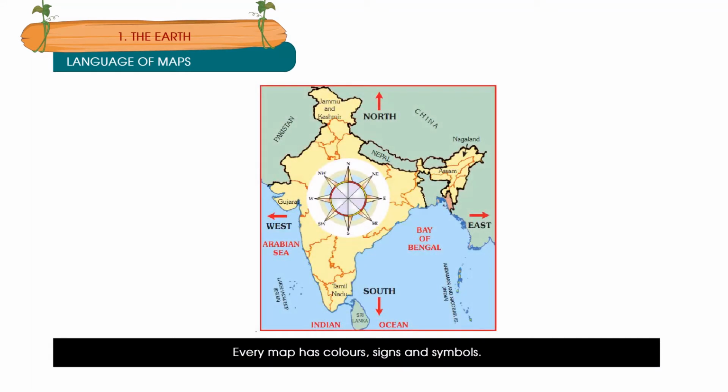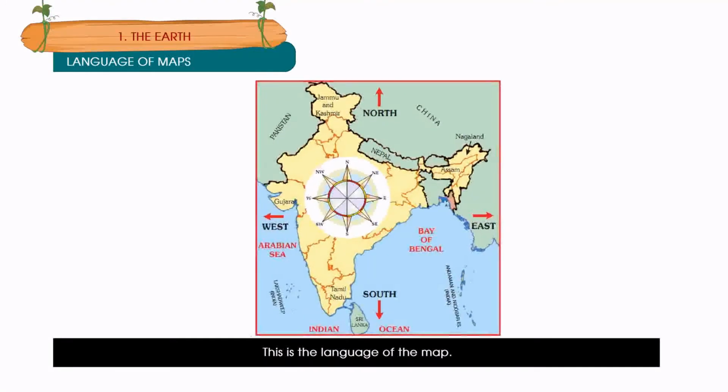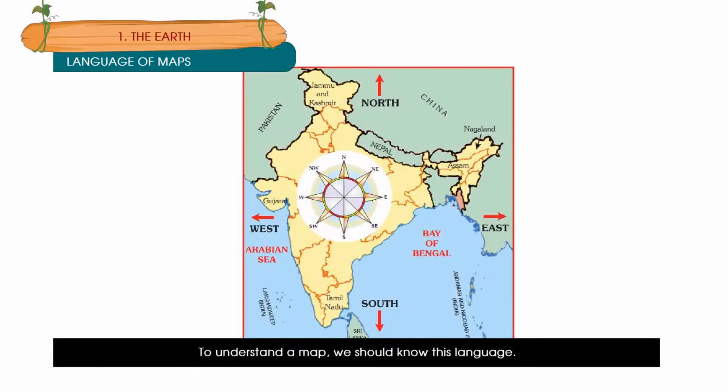Language of maps. Every map has colors, signs, and symbols. This is the language of map. To understand a map, we should know this language.